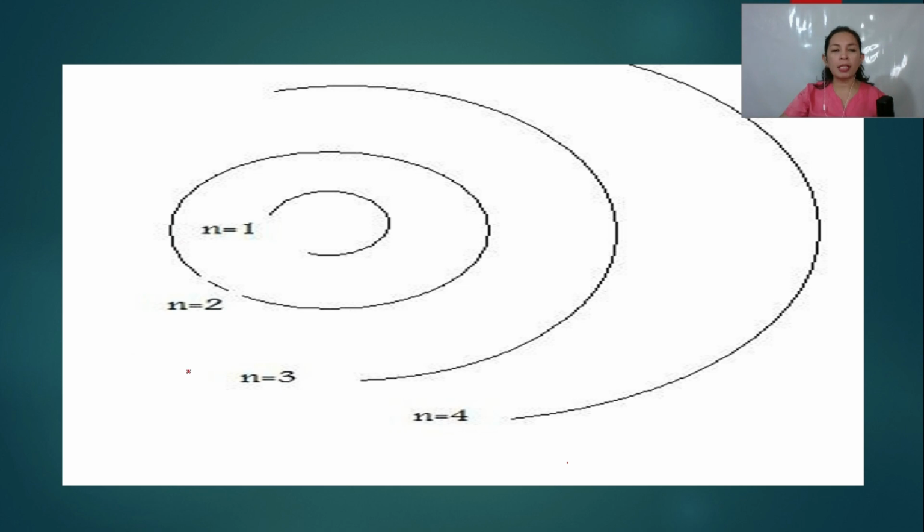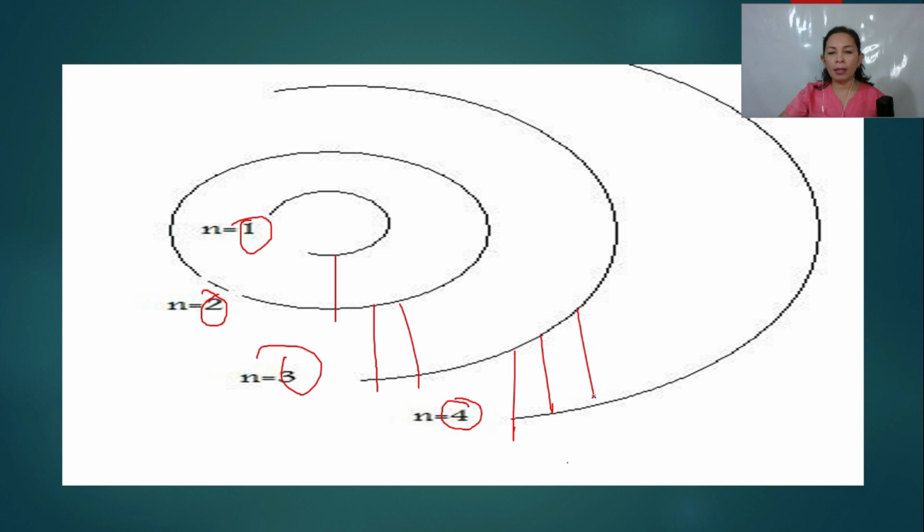Now let us determine the number of sublevels in a given energy level. It's easy to memorize because the number of sublevels is just equal to the quantum number of that energy level. So, meaning if it is in energy level 1, we only have one sublevel. Energy level 2, we have 2 sublevels. Energy level 3, we have 3 sublevels. And in energy level 4, we have 4 sublevels.